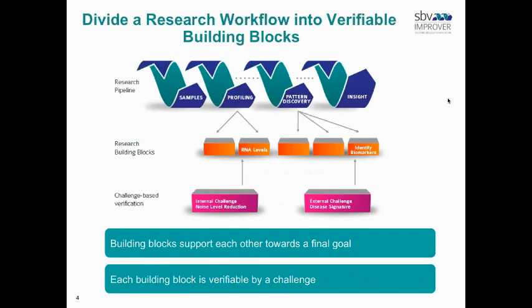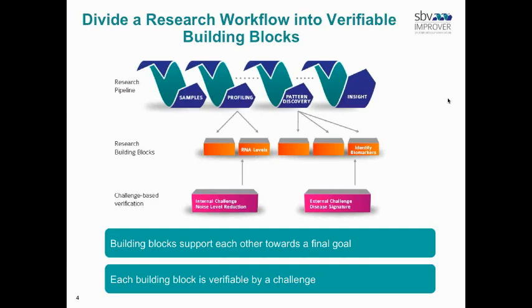So the goal of the Improver is to divide a research pipeline into building blocks. A typical research pipeline in the pharmaceutical industry would look like this: you collect samples, you do the profiling, you discover patterns, and then you get an insight. You get a signature of a drug response or drug resistance, or a signature for a disease versus healthy.